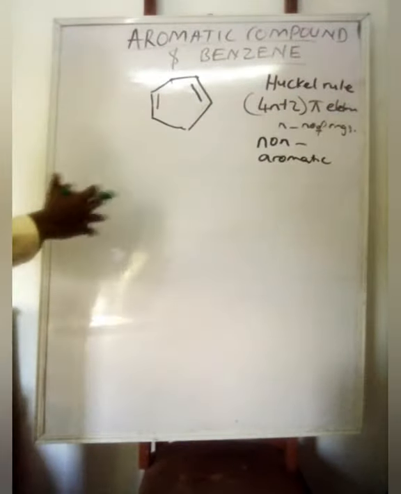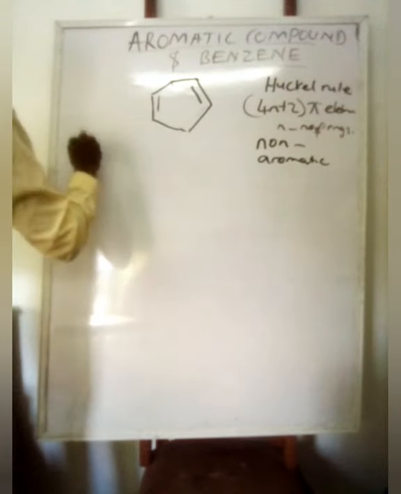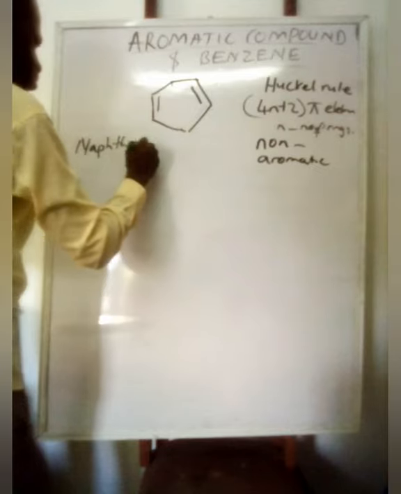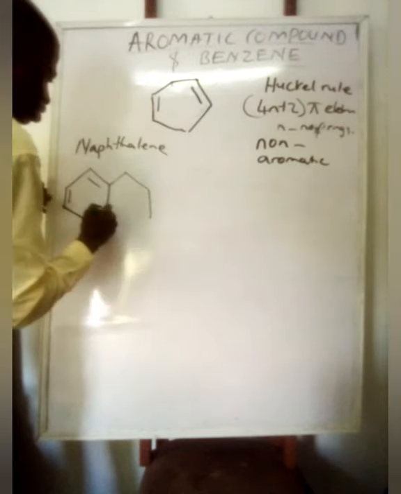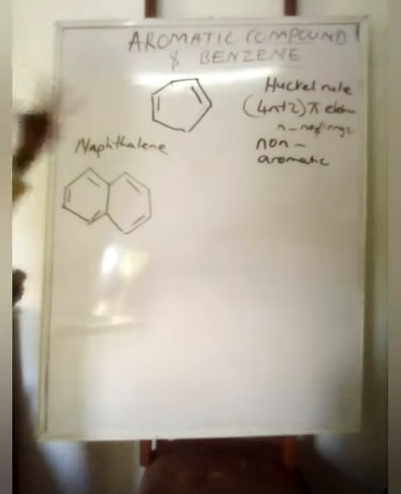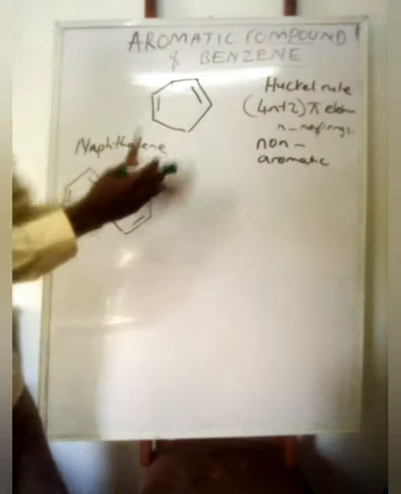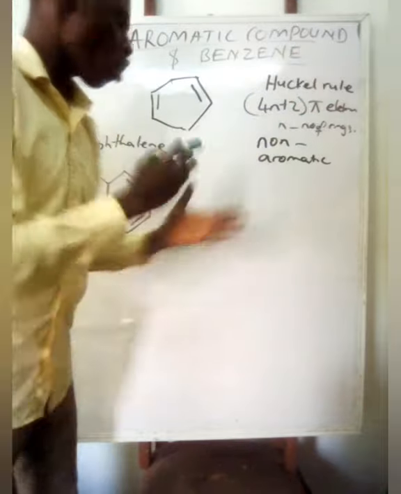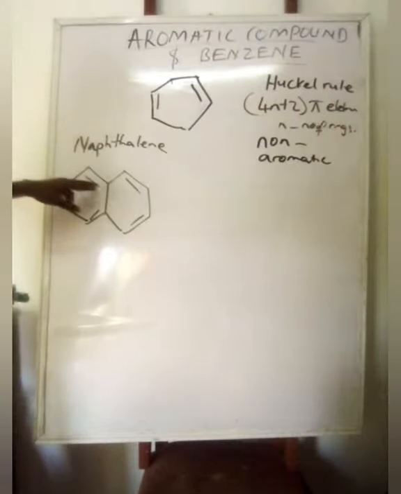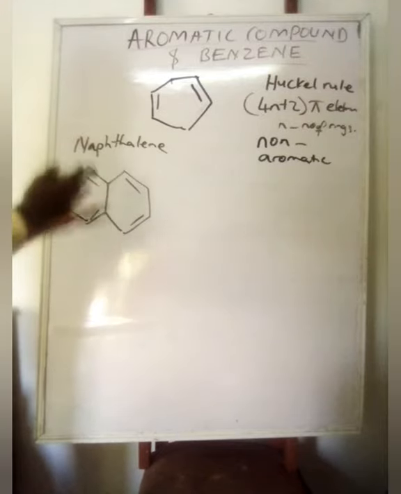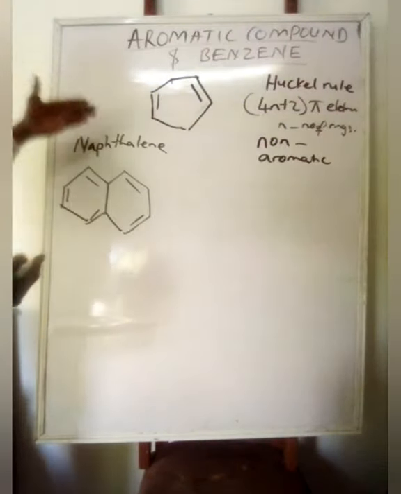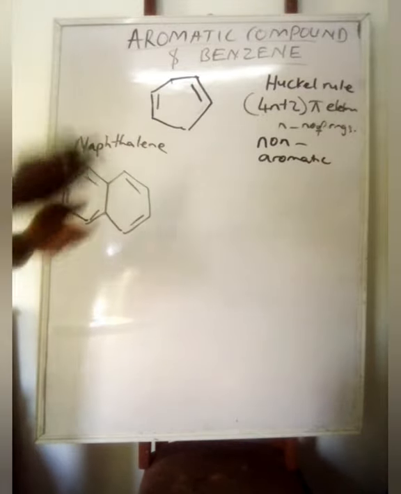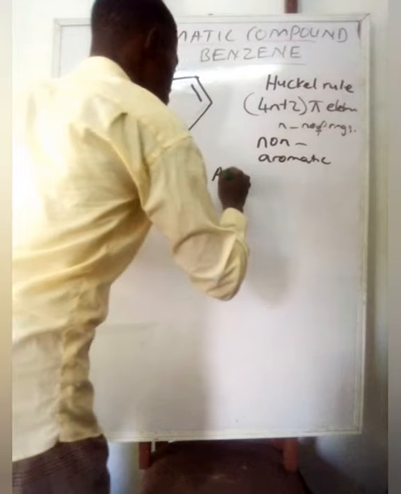Now let's check some other structures. Let's try this structure, which is called naphthalene. This is the structure of naphthalene. From Huckel's rule, it has two rings, so 4 times 2 is 8, 8 plus 2 is 10. It has 10 electrons using Huckel's rule. From the structure, we have 1, 2, 3, 4, 5, 6, 7, 8, 9, 10, that is 10 pi electrons. The values are equal, therefore naphthalene is an aromatic compound.